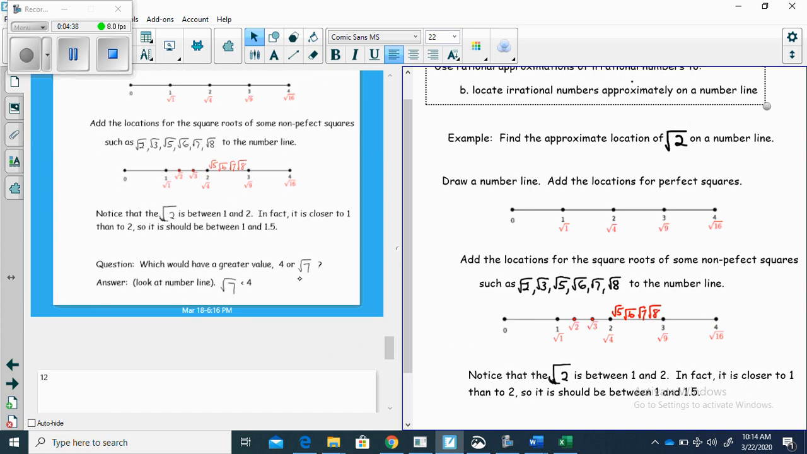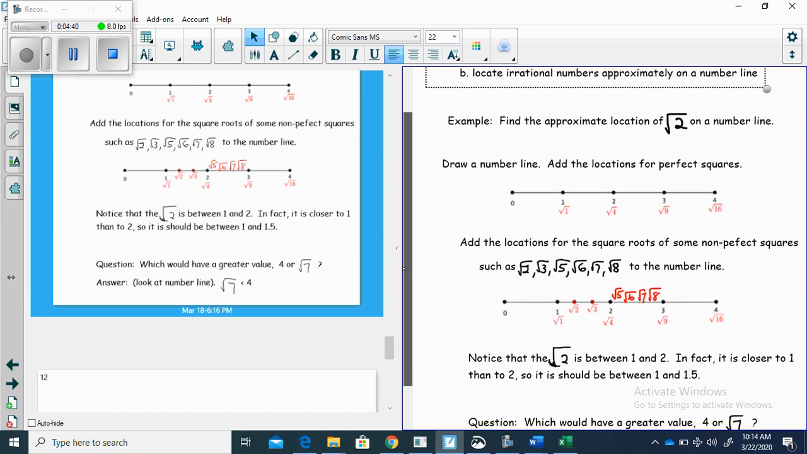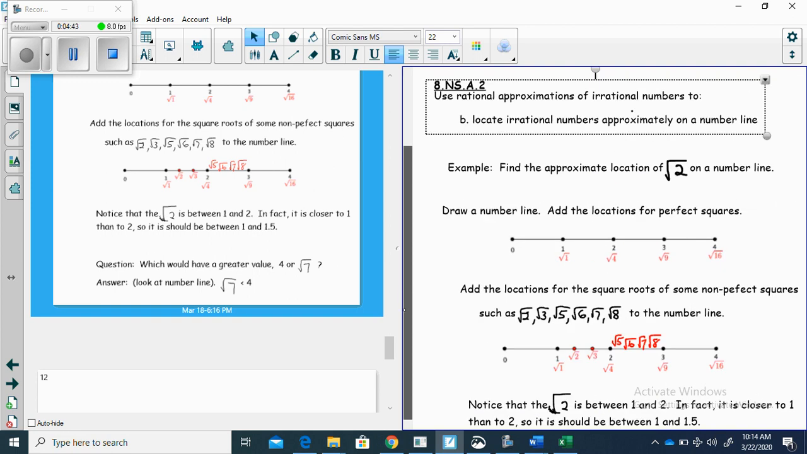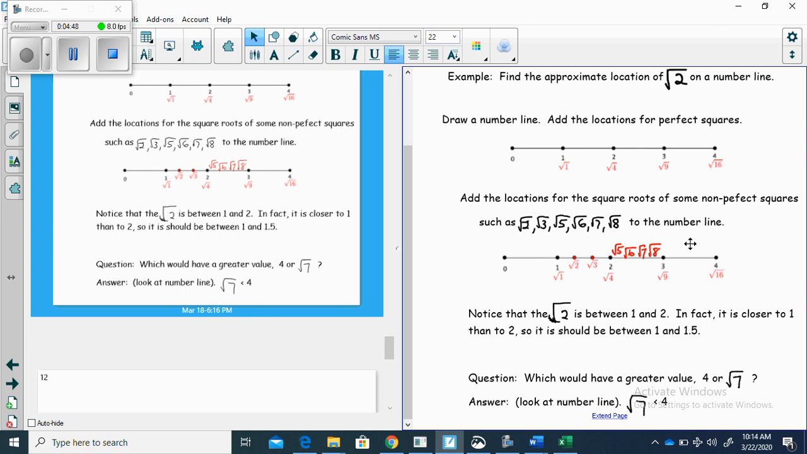Now, we've got one more toward the bottom here we want to look at. Which would have a greater value, 4 or the square root of 7? Let's look up here at our number line. The number 4 is equal to the square root of 16. Now, when we were looking at it down here, we said the square root of 7 was here between 2 and 3. If square root of 7 is between 2 and 3, it's got to be less than 4.